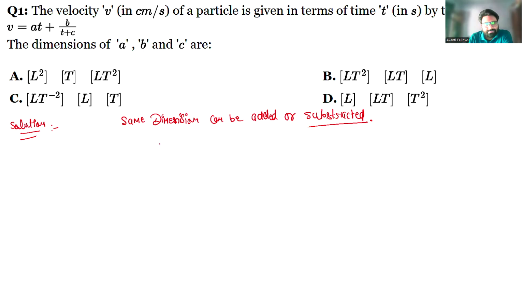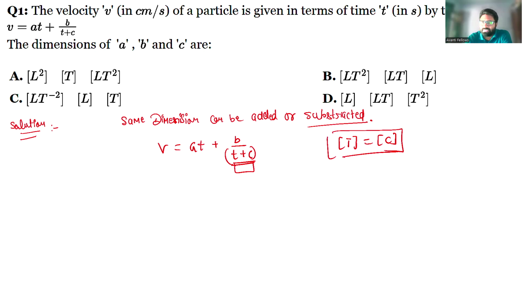Here, if you see in this equation, v equals AT plus B upon T plus C. So firstly, if you focus on the denominator of B upon T plus C, these two quantities are added, which means the dimension of T must be equal to the dimension of C. So here we find out the dimension of C, because same dimensions can be added or subtracted. So C must have a dimension of time.